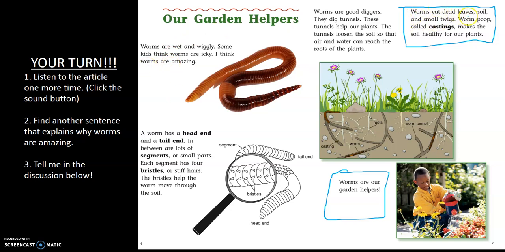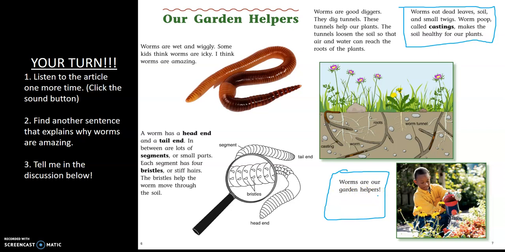Worms eat dead leaves, soil, and small twigs. Worm poop, called castings, make the soil healthy for our plants. Worms are our garden helpers. I'll read it again. Remember, I want you to find something that tells you why they believe that worms are amazing. Worms eat dead leaves, soil, and small twigs. Worm poop, called castings, make the soil healthy for our plants. Worms are our garden helpers.